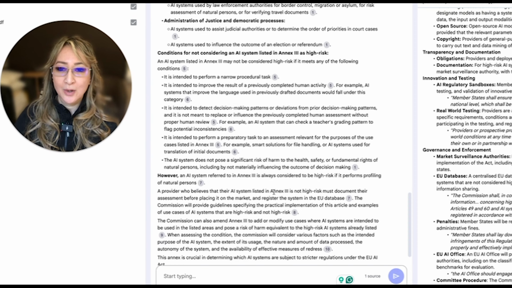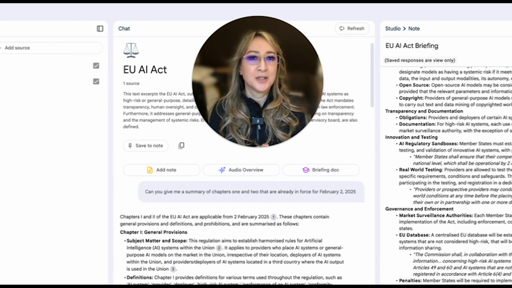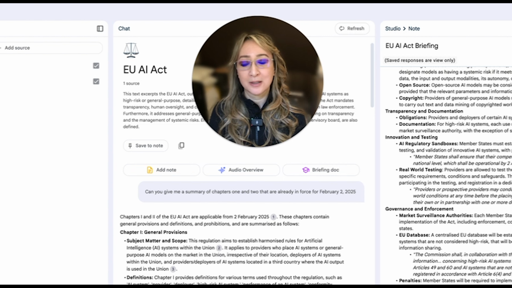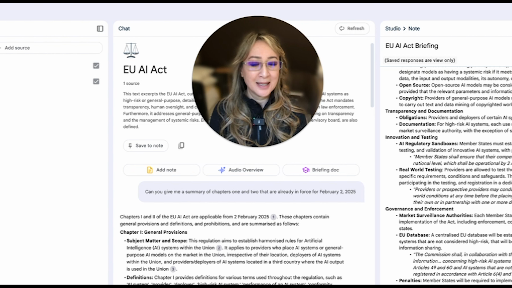Okay, so I won't go through that, but I thought it was really important that we actually try and break down some of the highlights from the EU AI Act. Basically, chapters 1 and 2 are relevant now because they're already in force from February 2nd, and then we have a timeline for the other chapters.